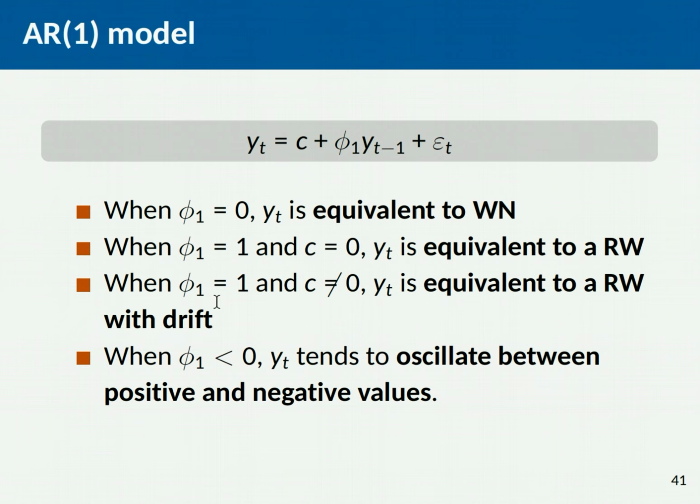When phi1 is equal to 1 and the constant term is not equal to 0, this model is equivalent to a random walk with drift. So there is a drift term that would shift the series up or down. And when phi1 is less than 0, which is mostly what you find in different time series, then you have a case where your time series tends to oscillate between positive and negative values.